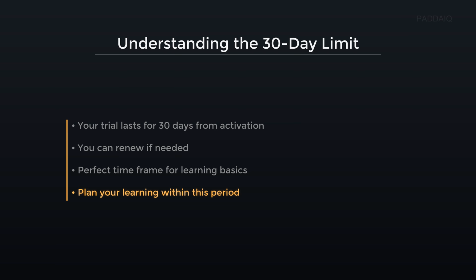Plan your learning within this period. This means scheduling your training to finish within 30 days before access expires. For instance, if you start a course on the 1st, aim to complete all modules by the 30th. This proactive approach ensures you gain the full benefit of the available resources without interruption.